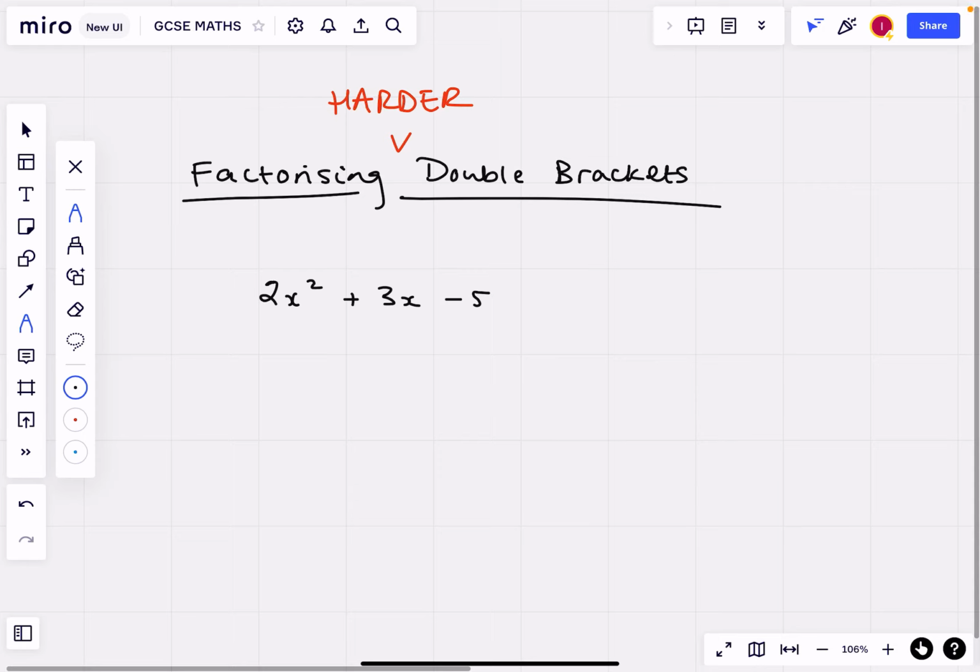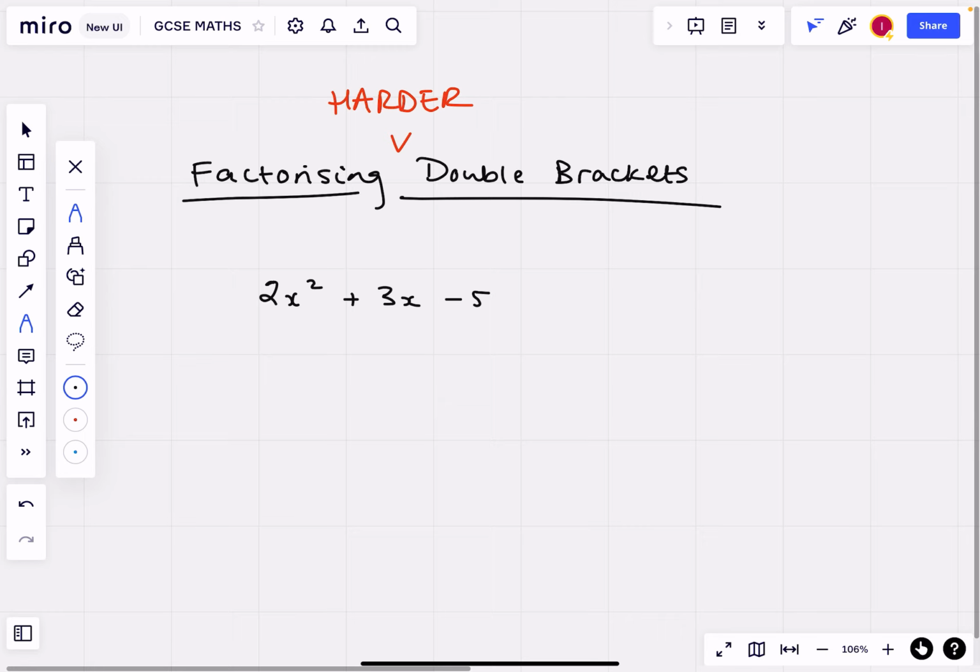Okay, you've become a master of factorizing double brackets. But now what happens if there's a number in front of x squared? What do you do then? What I'm about to teach you, a lot of schools actually don't teach, and I'm not entirely sure why. Maybe they don't know how to do it. But this is a technique that my tutor taught me, and I am passing it on to you.